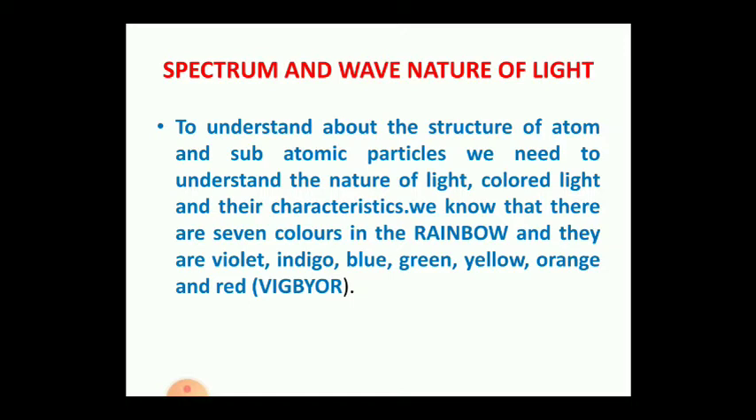Means before knowing the structure of atom, we have to know about the light and the characteristics of colored light. But what is the use of this? We'll learn it later. We know that there are 7 colors in the rainbow and they are violet, indigo, blue, green, yellow, orange and red. That's why we call it VIBGYOR.